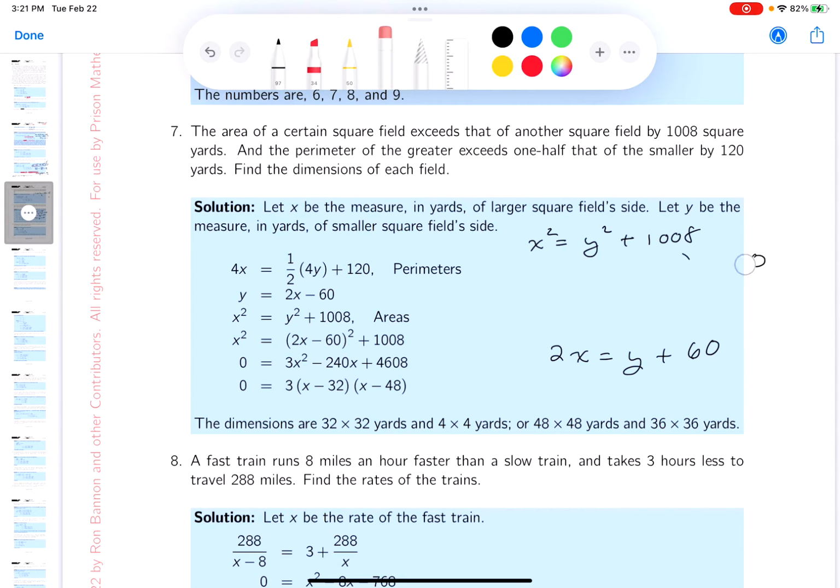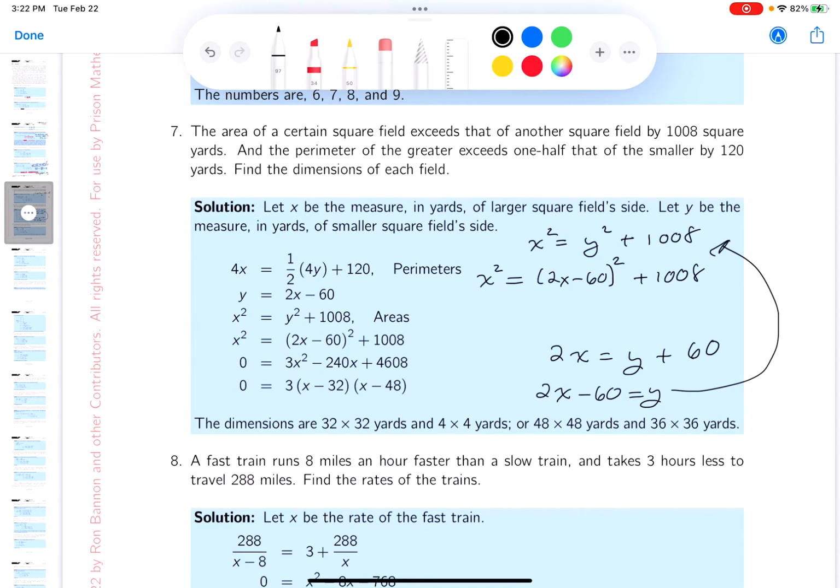So I have two relationships now, and my goal is to figure out what x and y are. I'm not going to say it's going to be easy for you, but I want to make a substitution. I'll write this one down for you: 2x minus 60 is actually the same thing as y. I'm going to pop it in up here. And what do you get? You get x squared equals, well, what's y? It's 2x minus 60, squared, plus 1,008. All right?